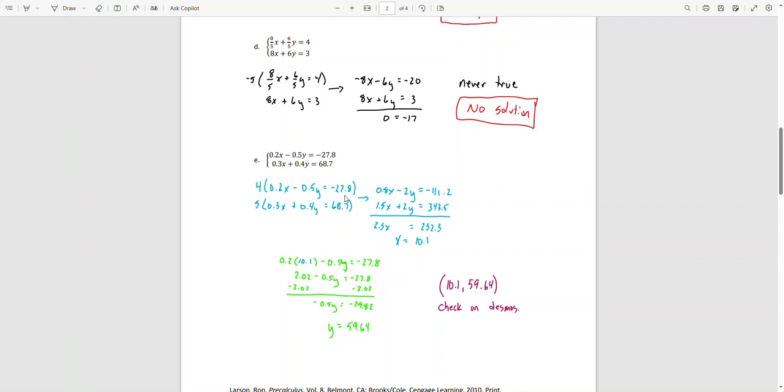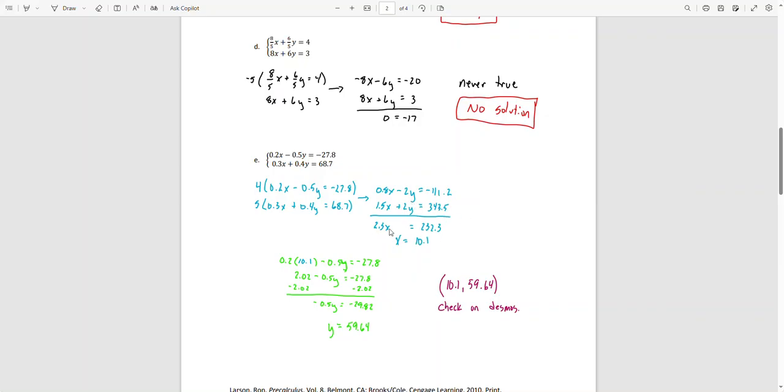So my y is negative in the top equation. My y is positive in the bottom equation. Let's multiply, make them the same value. 5 times 0.3 is 1.5x. 5 times 0.4 is 2, right? If you have 40 cents 5 times, you got $2. 68.7 times 5 is 343.5. When we add 0.8x and 1.5x, we get 2.3x. My y's, positive and negative 2, are eliminated. That was our goal. And when we add the right-hand side, we get 232.3.